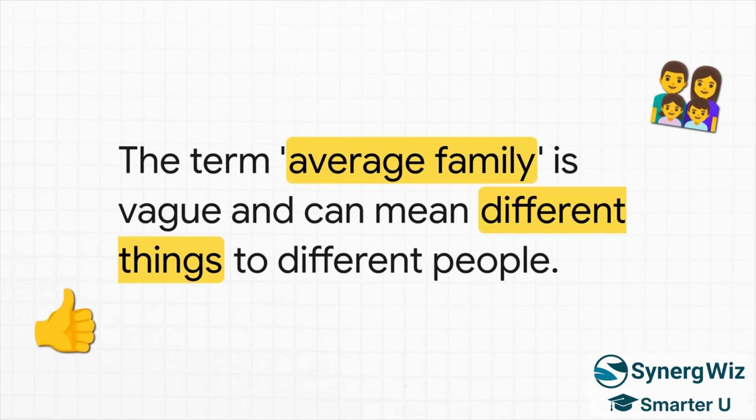Because what even is an average family? For me, it might be a family with two kids and a mortgage. For you, it might be a single parent renting an apartment. Without a clear definition, that promise is basically meaningless. It's designed to make everyone feel included without committing to anything specific at all.